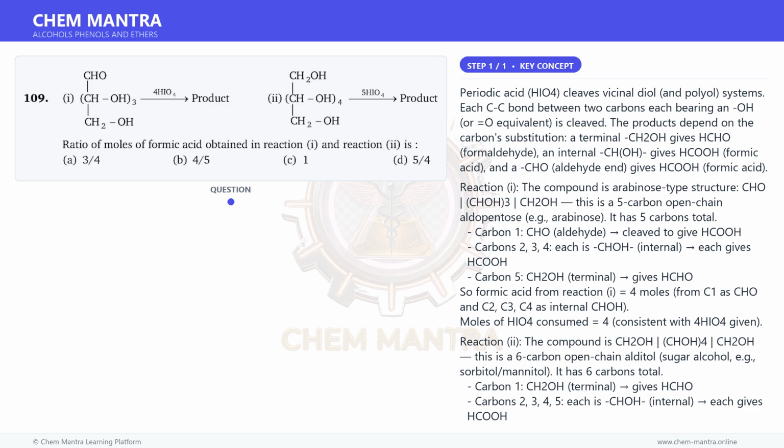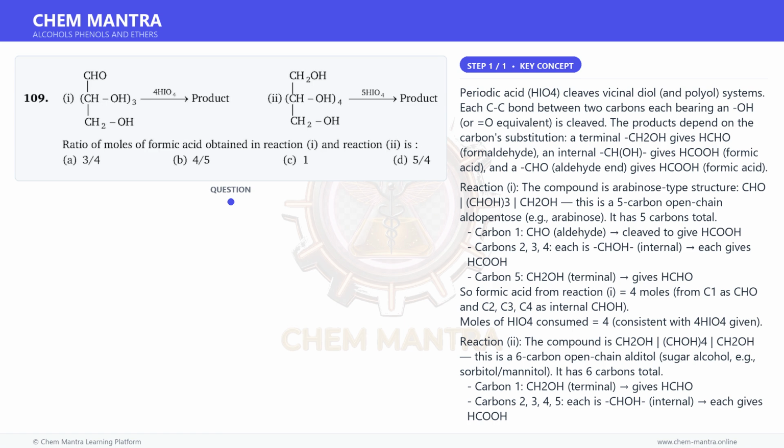Periodic acid, HIO4, cleaves vicinal diol and polyol systems. Each C–C bond between two carbons, each bearing an OH or =O equivalent, is cleaved. The products depend on the carbon's substitution. A terminal CH2OH gives HCHO, formaldehyde, an internal CHOH gives HCOOH, formic acid, and an aldehyde end CHO gives HCOOH, formic acid. Reaction 1: the compound is an arabinose-type structure, CHO, CHOH, CHOH, CHOH, CH2OH.